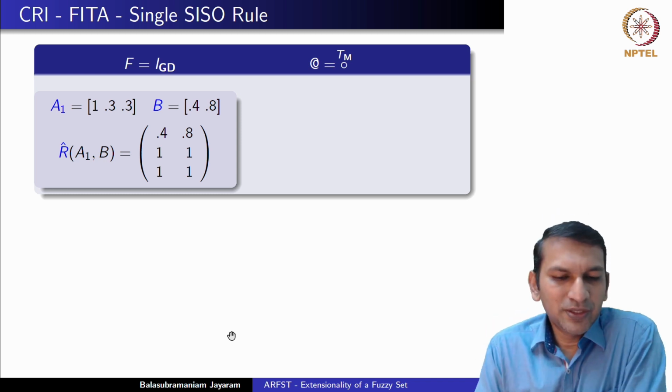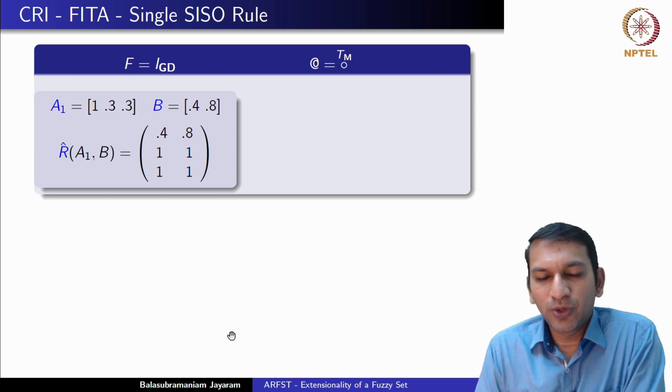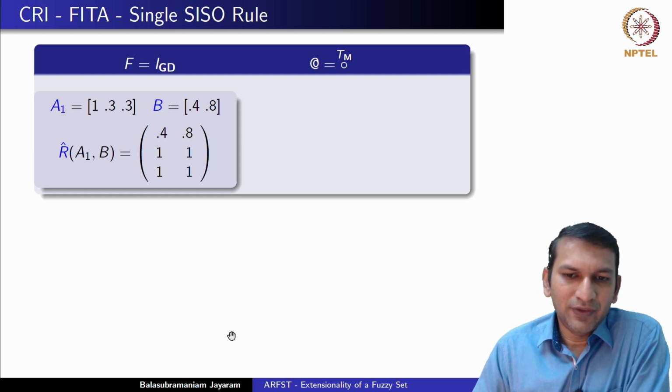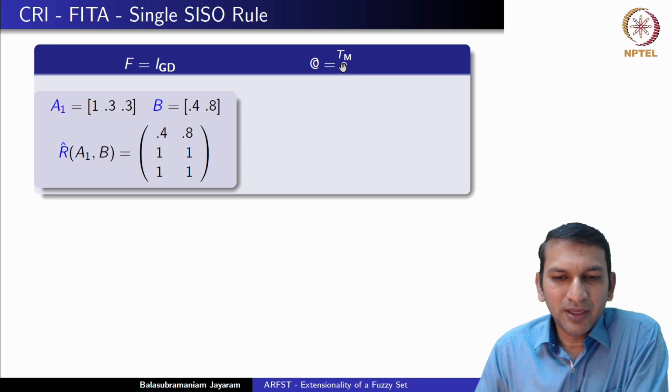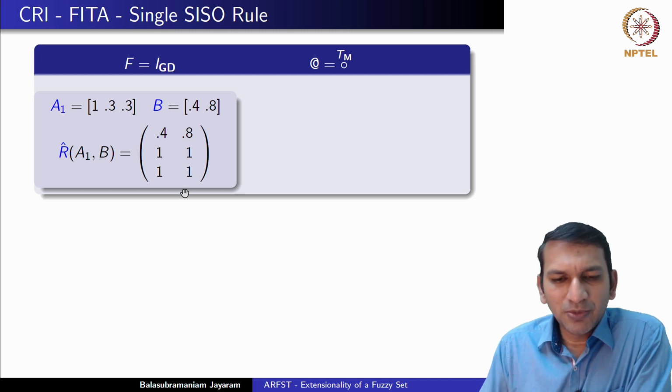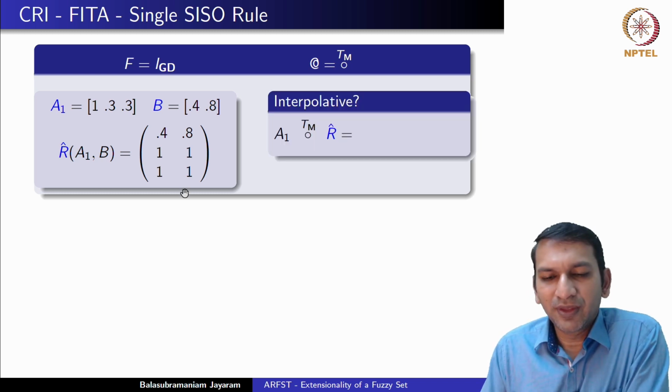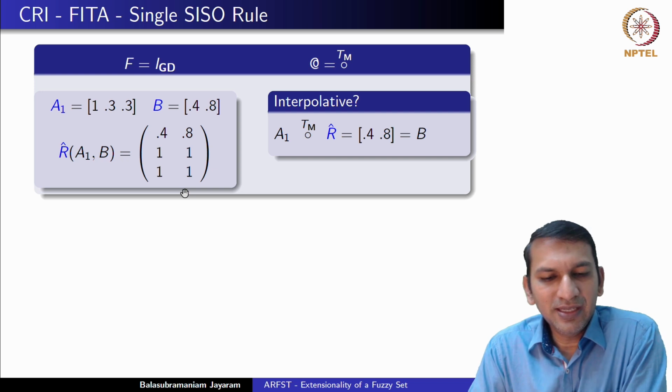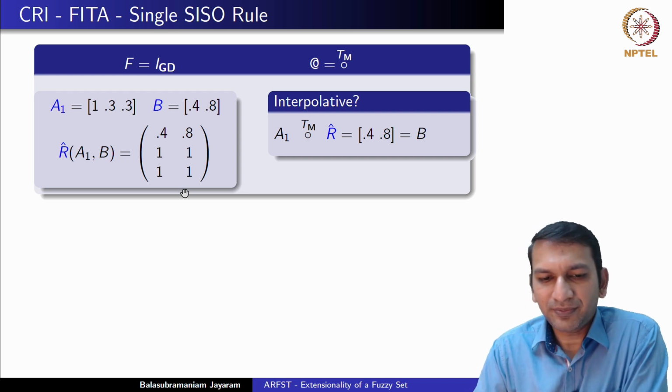Now, the first interesting question to see is: is this interpolative? Well, we know this because we are using minimum and the corresponding residual implication, and there is only a single rule here, with a normal fuzzy set. So perhaps you suspect it will be interpolative, and as can be verified, yes, indeed it is interpolative.